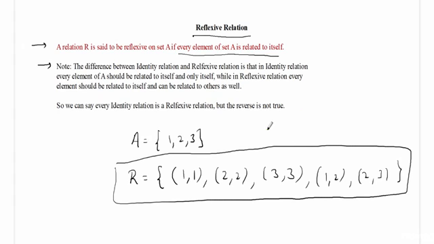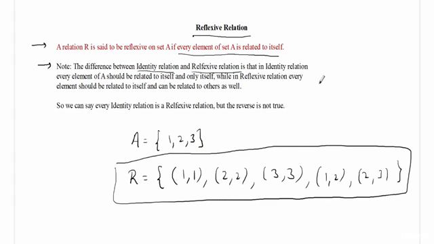Now what is the difference between identity relation and reflexive relation? The difference is that in identity relation every element of A should be related to itself and only itself, while in reflexive relation every element should be related to itself and can be related to others as well.